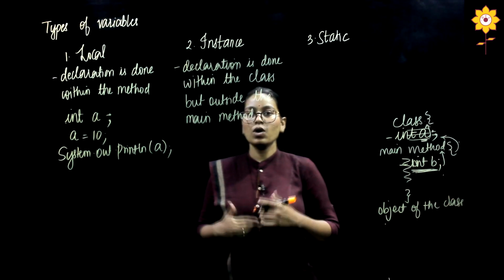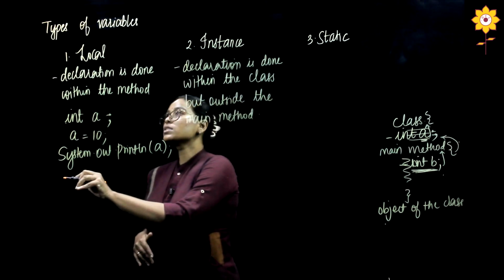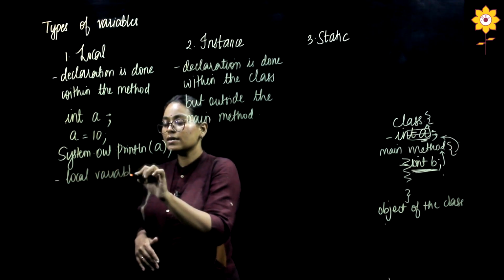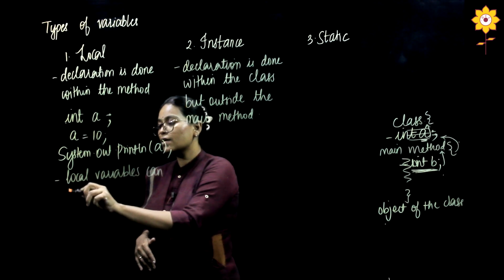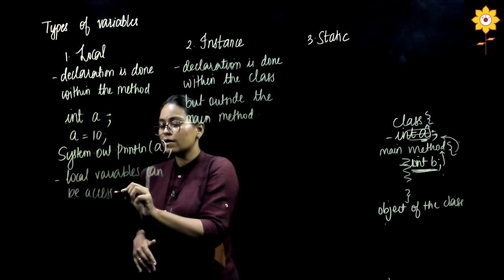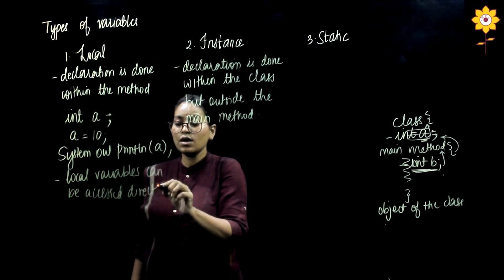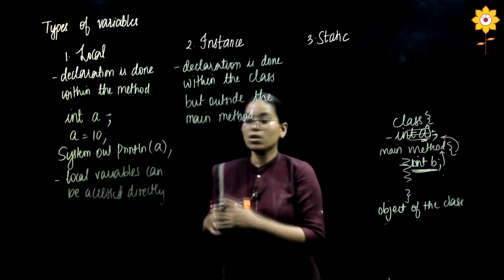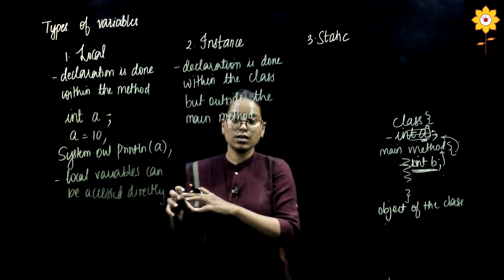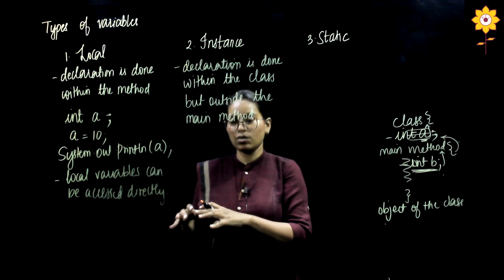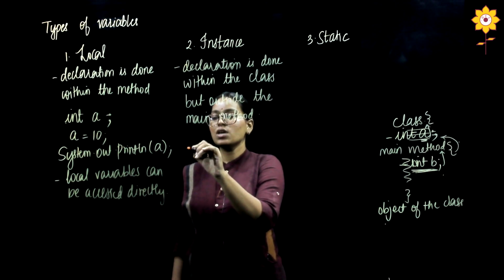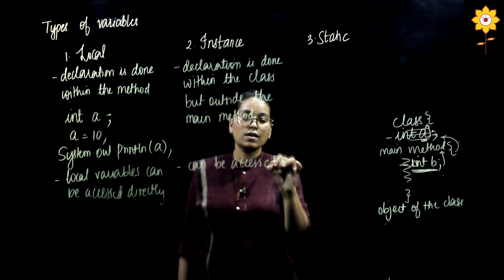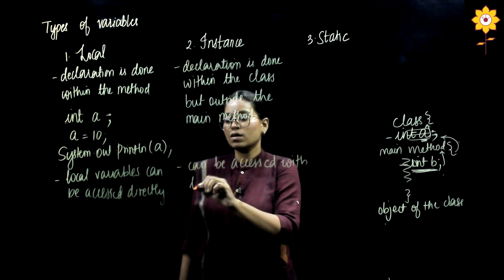Okay. So, now keep in mind that local variables, okay, local variables can be accessed directly. We can access them directly, but within the local scope. You can't access them from anywhere. Okay. So, they can be accessed directly within the method that they have been declared in. Okay. But that is not the case for instance variables. They can be accessed with the object of the class.